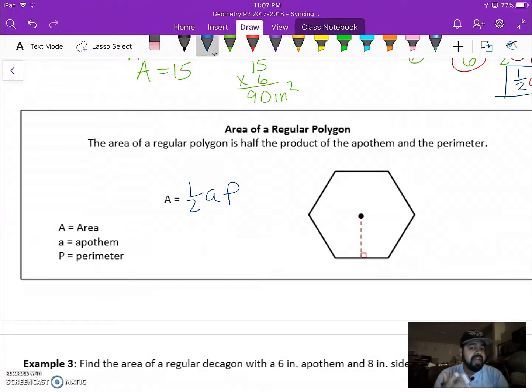Now, I do capitalize the P because it is the perimeter of our shape. There's my perimeter. You add up all your sides. Your apothem, remember again, is the distance from the center straight to the middle of a side. And the 1/2 comes from the area of a triangle formula.